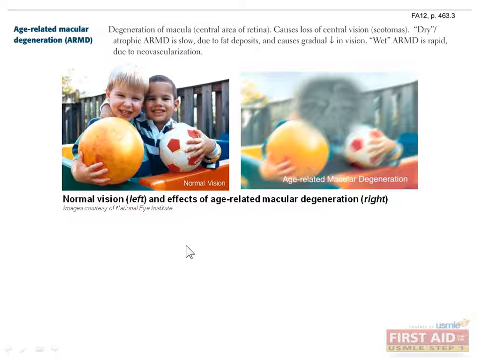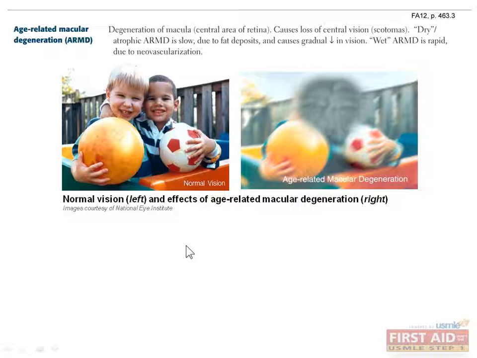Macular degeneration is a disorder that affects the central area of the retina, which is important for seeing fine details. The most common form occurs in people older than 60 years old, and that's why it's usually known as age-related. It causes a central loss of vision called scotoma, as replicated in these photos.